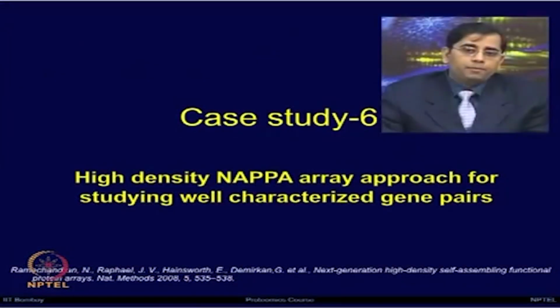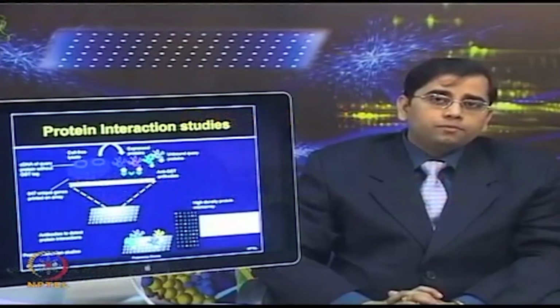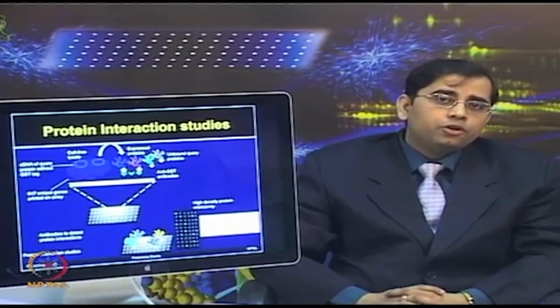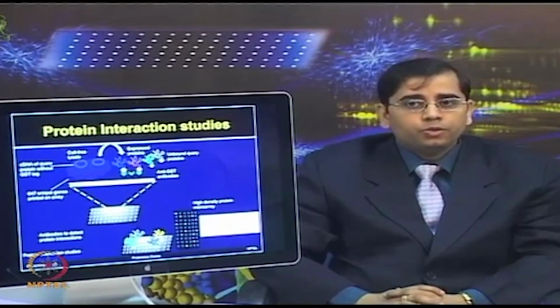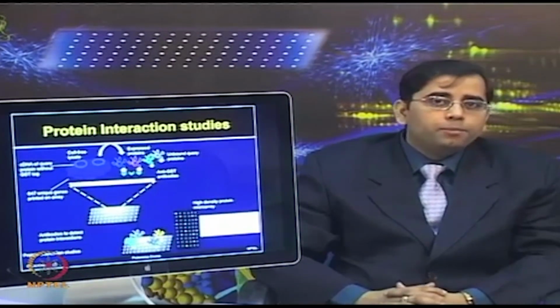Now, let us discuss case study 6, high density NAPA array approach for studying well characterized gene pairs, study by Ramachandran et al. 2008. So, the previous study was more of a proof of concept where a handful of proteins were taken for studying the interactions, whereas this time a high density array was used where thousands of features were printed. Ramachandran et al. used a high density NAPA approach to study the binary interactions between several well characterized interacting pairs such as Jun, Fos, P53 and MDM2.